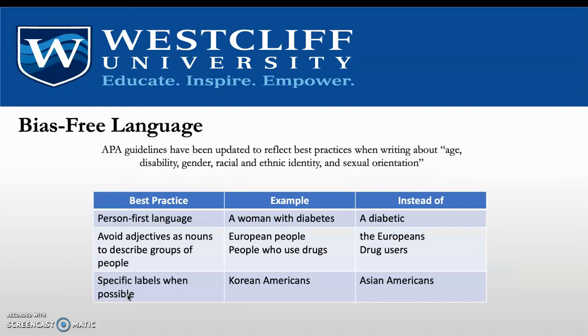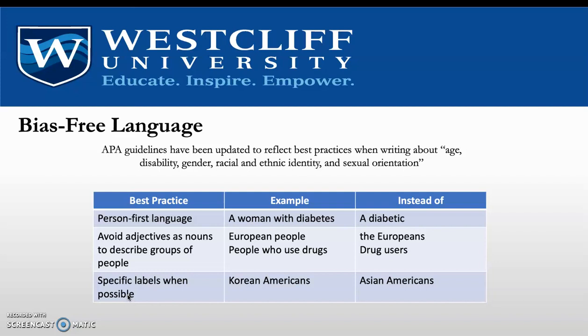Bias-free language. So the guidelines have been updated to reflect best practices with this. A couple of examples. There's a lot of examples incorporated in the manual, but here's a couple of them. Person-first language. So saying a woman with diabetes as opposed to a diabetic. Avoiding using adjectives as nouns to describe the groups of people. So instead of the Europeans, you would say European people, or instead of drug users, people who use drugs, for example.